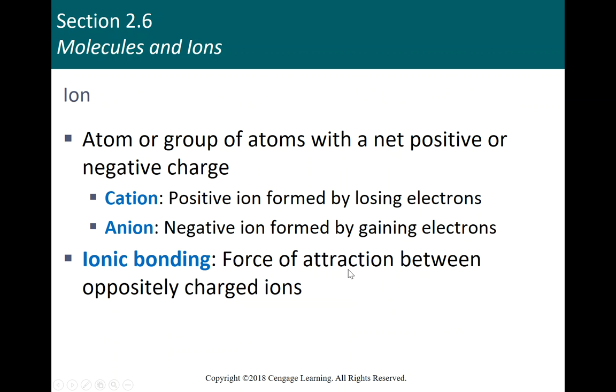Ions, on the other hand: a chemical compound can also be held together by an ionic bond, and ionic bonding is done because there's a force of attraction between oppositely charged ions. There is a specific name for a positive ion. It's called a cation. Positive ions are formed by losing electrons. Metals on the periodic table will form cations because they will lose electrons to become more stable. Nonmetals will become anions because they will gain electrons to become more stable.